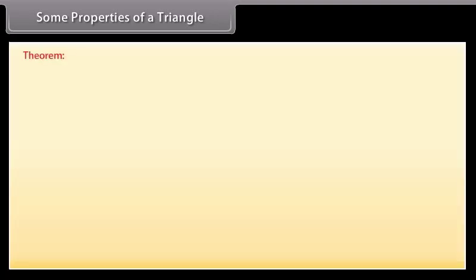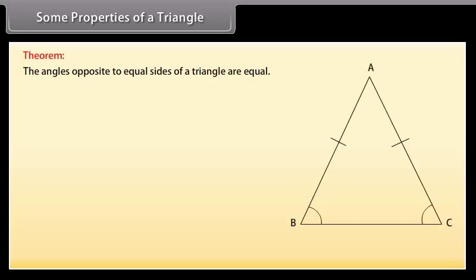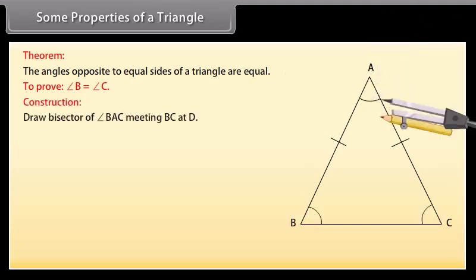Some properties of a triangle. Theorem. The angles opposite to equal sides of a triangle are equal. Let's prove it. Given is a triangle ABC in which AB is equal to AC. We have to prove that angle B is equal to angle C. Construction. Draw bisector of angle BAC meeting BC at D.